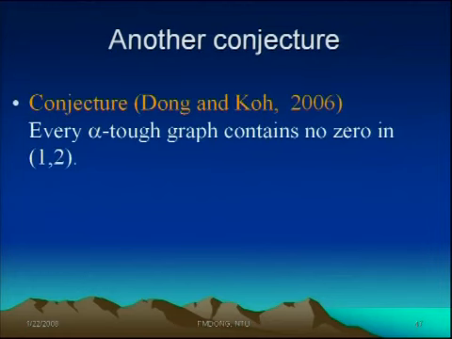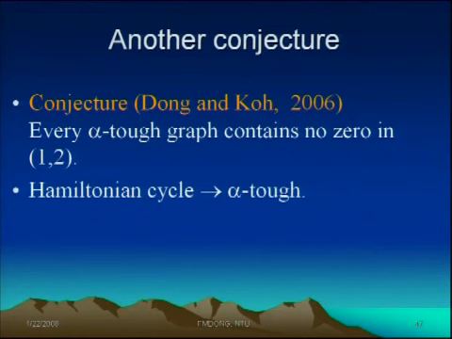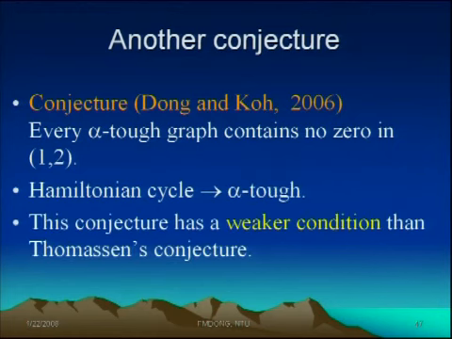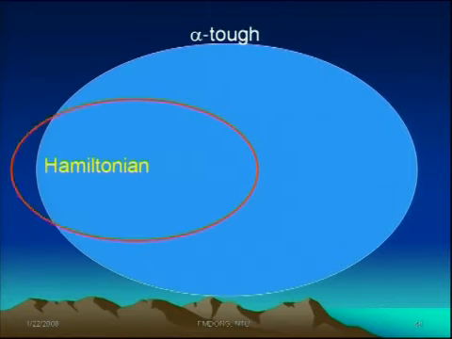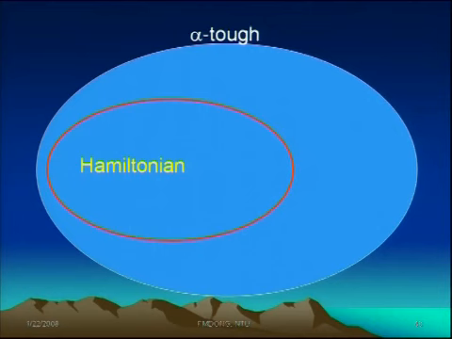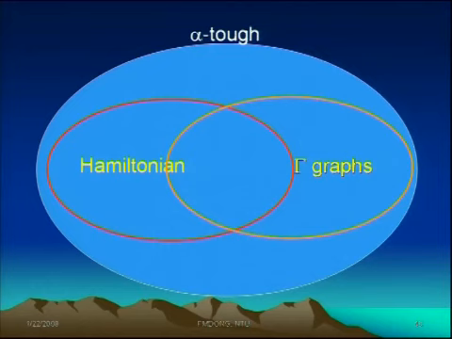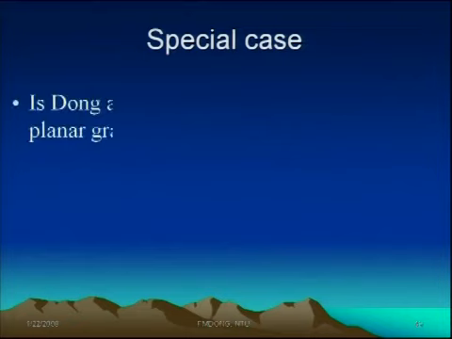So there's another conjecture about the graphs in F. Every our top graph contains no 0 between 1 and 2. And this condition, our top, is weakened in Thomason's conjecture condition, Hamiltonian cycle. So they have this relation: the family of our top graphs, the family of Hamiltonian cycle graphs and the family of gamma graphs. And we guess the family of our tau graphs should be in F.